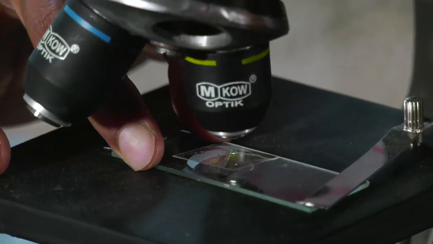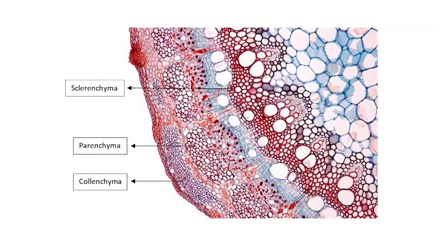If we look carefully, we will notice that all the cells are not identical. The cells near the edge have thickened walls. These are older cells compared to the ones near the center. These are called collenchyma cells. The cells near the center are called parenchyma cells.